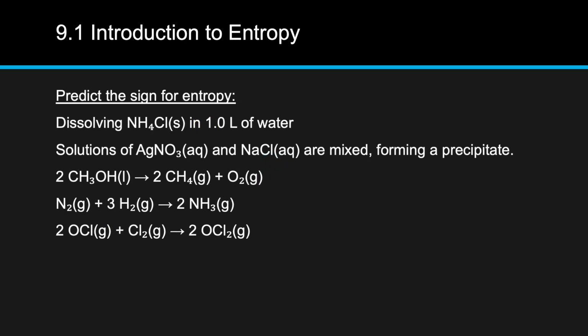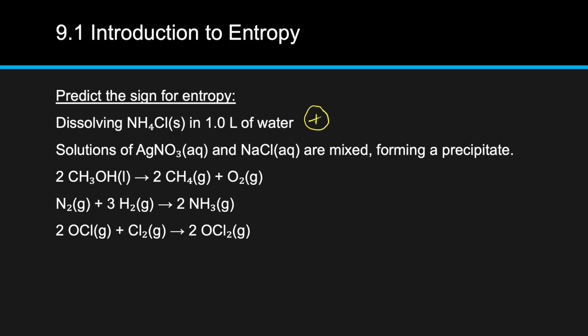All right, let's do a few more examples of that. First one says dissolving ammonium chloride in 1 liter of water. So for this one, we have a solid breaking into ions that can then move freely in solution. So we are increasing our disorder, which means we are going to have a positive entropy value.